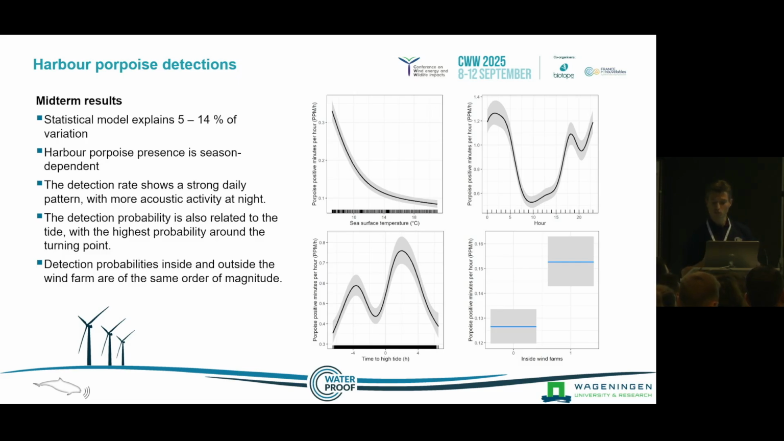If you look at the spatial patterns, we see a slightly higher chance of detecting harbor porpoises inside the wind farm in comparison with outside. But the difference is very small, so it's at least good to say we don't see a negative correlation. But levels of harbor porpoise presence are more or less the same inside and outside the wind farm.